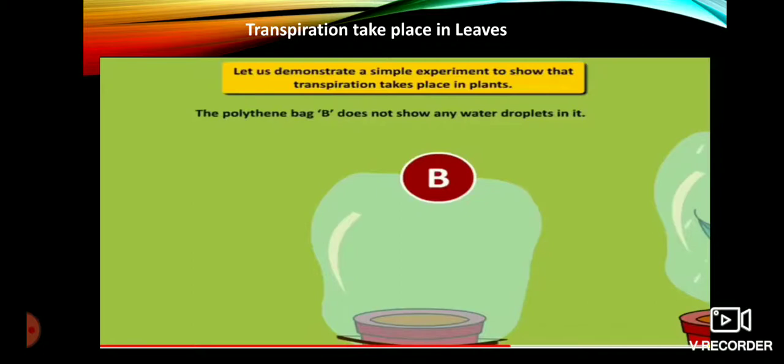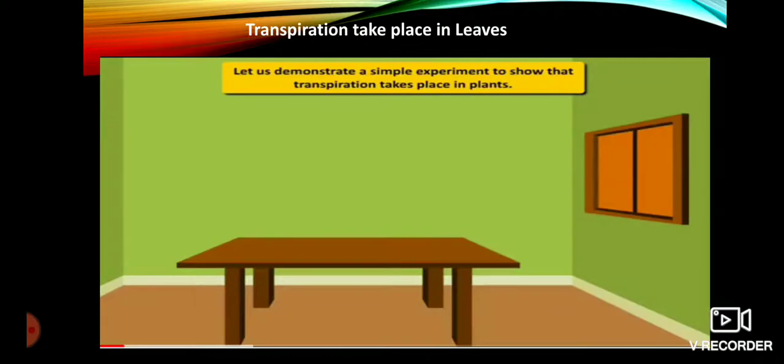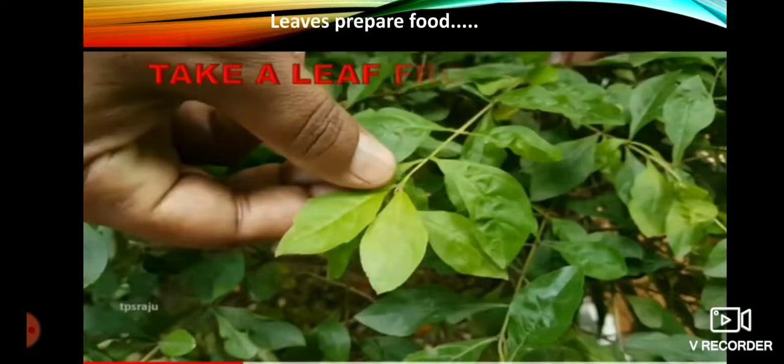So, from this we can prove that transpiration takes place in leaves, or one of the functions of leaves is transpiration. And the next function of leaf is that leaves prepare food. And the main ingredient of our food is starch, we all know. Let us check whether starch is present inside the leaf or not.